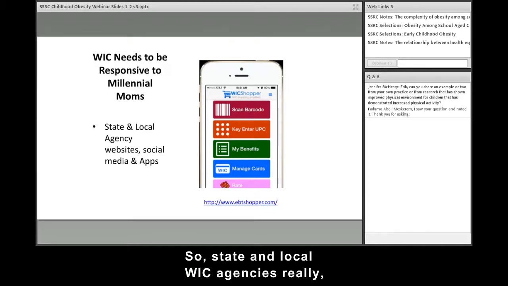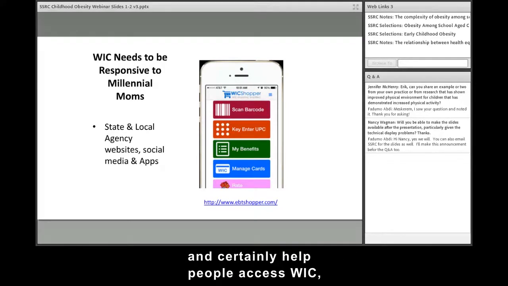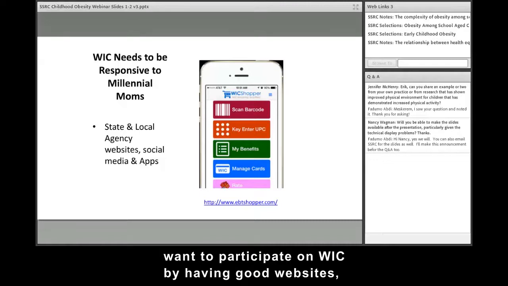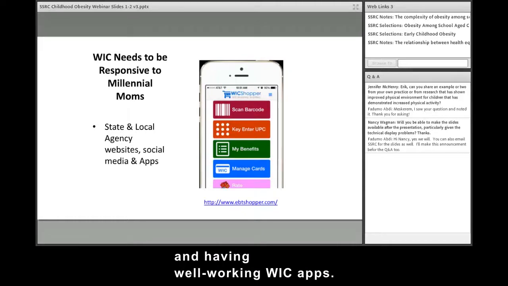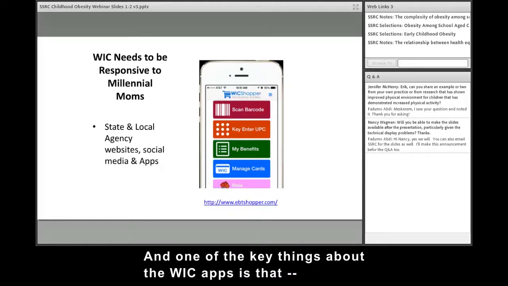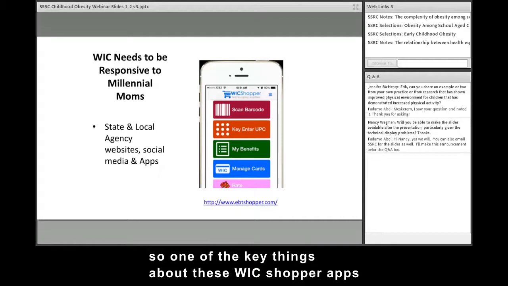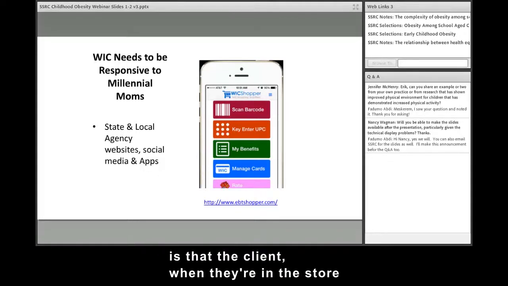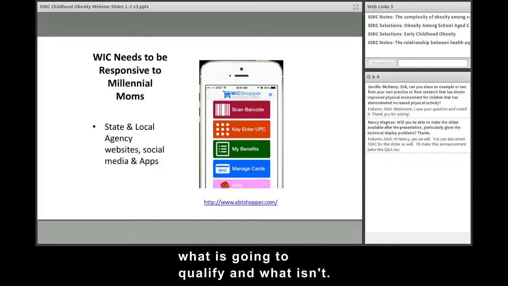So state and local WIC agencies, it's important for them to be able to move forward and certainly help people access WIC, want to participate on WIC, by having good websites, engaging in social media, Facebook, and having well-working WIC apps. And one of the key things about these WIC shopper apps is that the client, when they're in the store and they're trying to pick out the foods that actually meet the WIC requirements, can scan the barcode. So that's perfect because they know exactly what is going to qualify and what isn't.